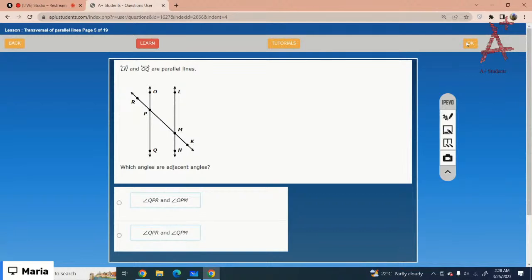Okay, so which angles are the adjacent angles? Adjacent angles are the angles that are side by side. Got it? QPR and QPM, yes, they are the two adjacent angles. Got it? They are side by side, so they are the adjacent angles. The second option is the correct one.